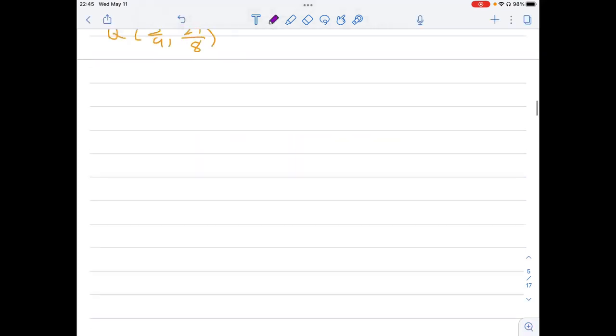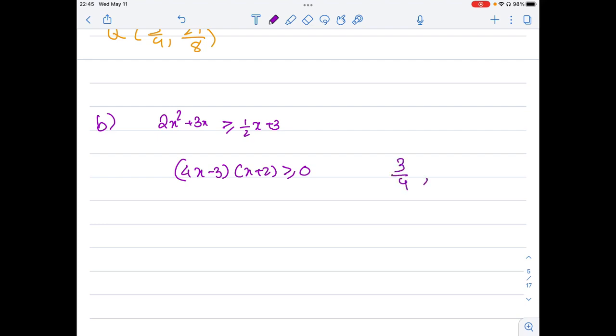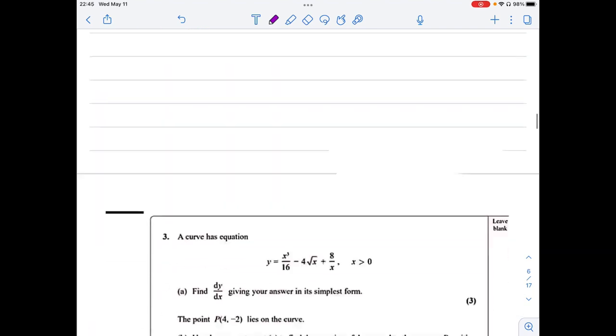Again, I quickly add a page. So we know that for part B, 2x squared plus 3x is greater than or equal to half x plus 3. So we get the same thing, (4x minus 3) times (x plus 2) is greater than or equal to 0. So the critical values are 3 upon 4 and negative 2. So x is greater than the greater root and x is lesser than the lesser root. That's going to be the answer.